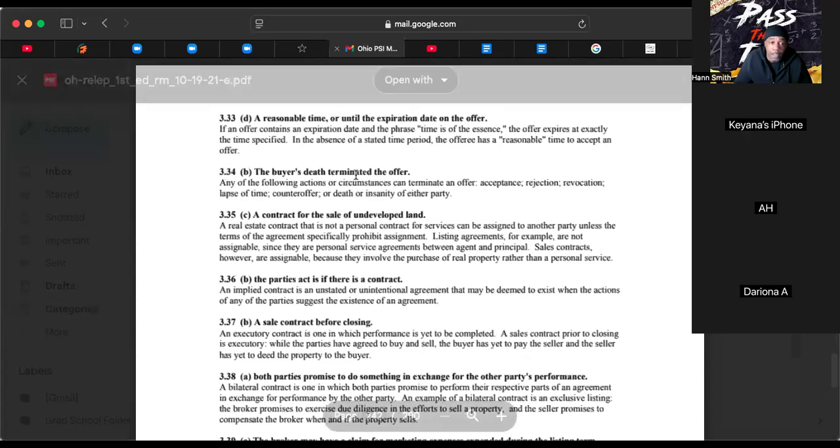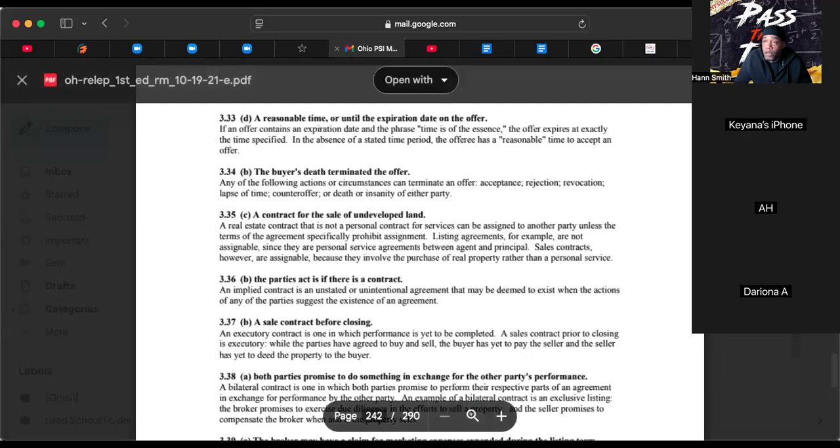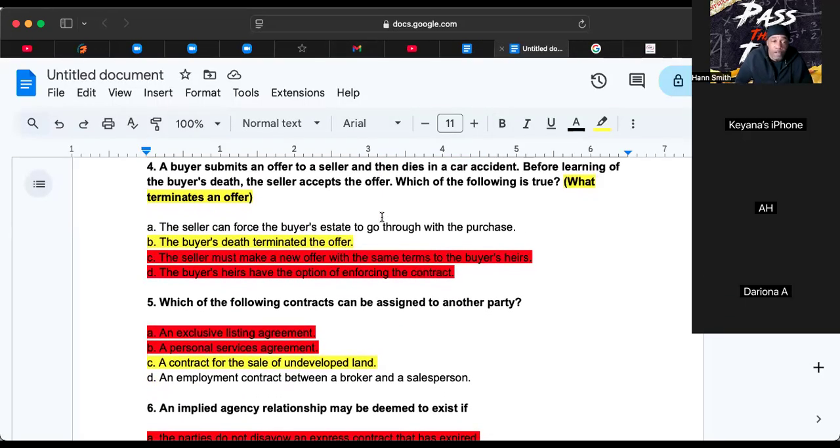We were on number 4, and the answer to that question is the buyer's death terminated the offer. I remember that question. It says a buyer submits an offer to a seller and then dies in a car accident. Before learning of the buyer's death, the seller accepts the offer. Which of the following is true? What terminates an offer? We need to remember what terminates an offer. If you don't know the 6 or 7 things that terminate an offer, just put them on a flashcard and study them.